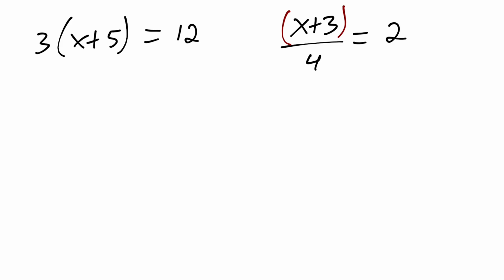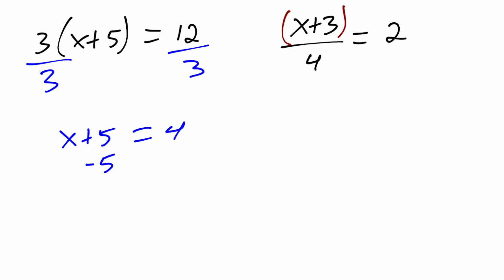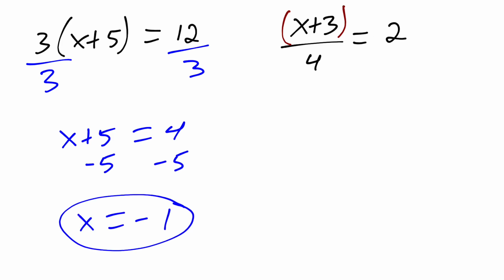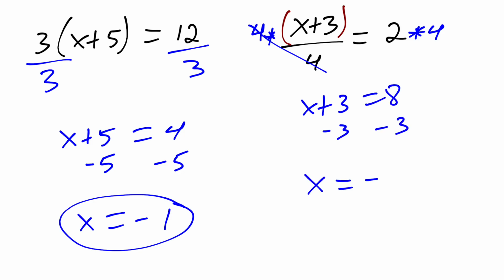It turns out, if you were going to follow the order of operations in reverse, you can divide the 3 first. And this tells you that x plus 5 is equal to 4. And then when you subtract 5, you get x is equal to negative 1. Here we can multiply by 4 first, because we do the parentheses part last, and we end up with x plus 3 is equal to 8. When we subtract 3 from both sides, we get x is equal to 5.